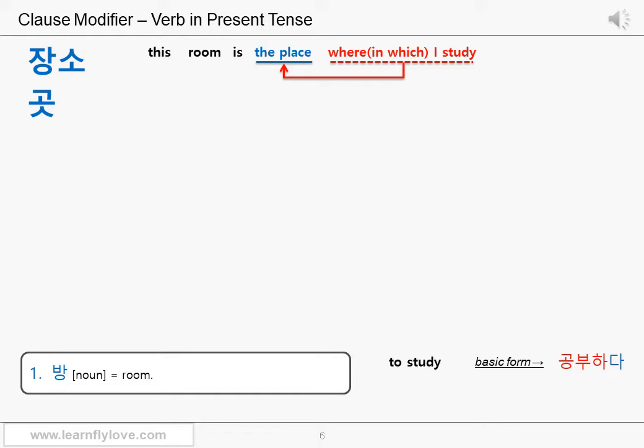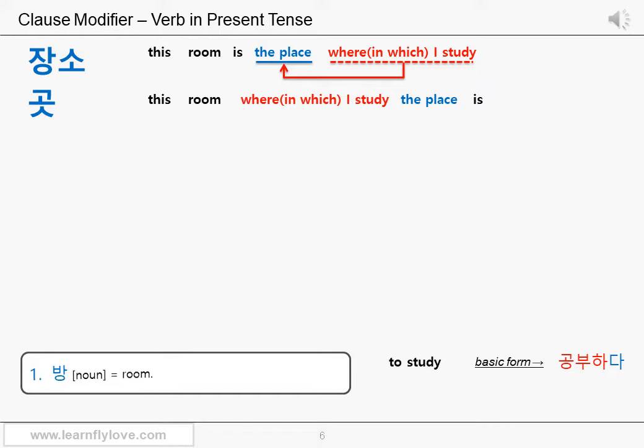Okay? Let's reposition the words. The subject, this room, comes first. Where I study part modifies the place part. Therefore, where I study part comes right before the place part. And be verb comes at the end of the sentence. This room, where I study, the place is.